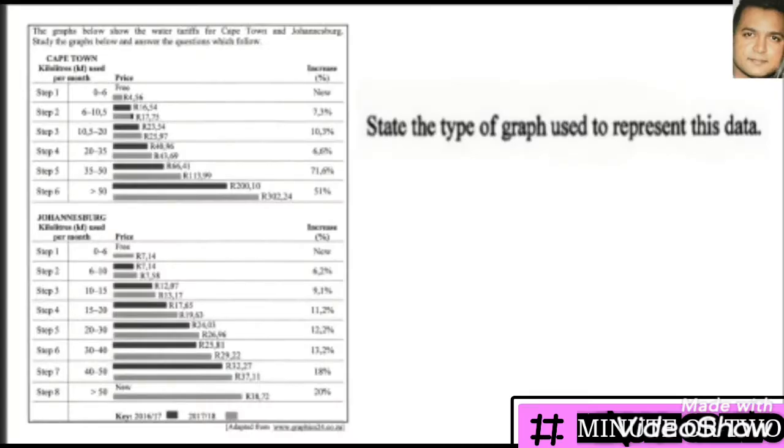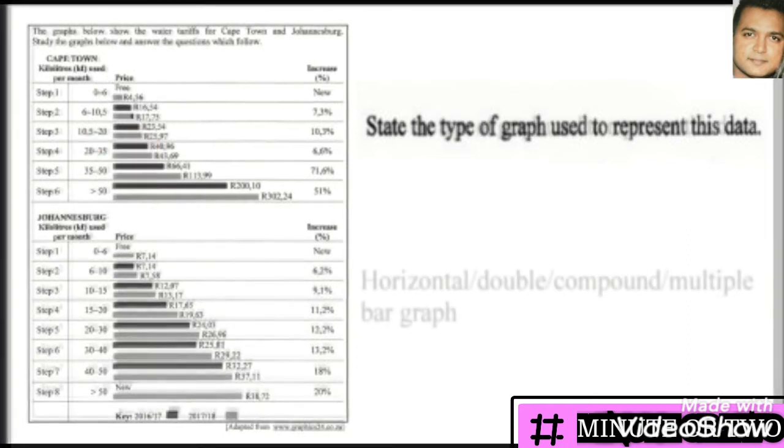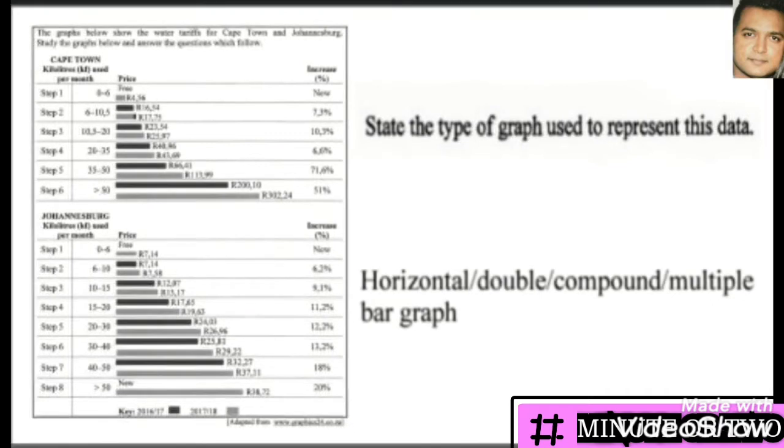We are given a graph which shows the tariffs for two cities, namely Johannesburg and Cape Town. The key at the bottom of the graph shows us the different years to which this water tariff applies. State the type of graph used to represent this data. We are able to identify them as bar graphs, but it's important to note that each step is showing us two different years, so therefore it becomes a double bar graph.